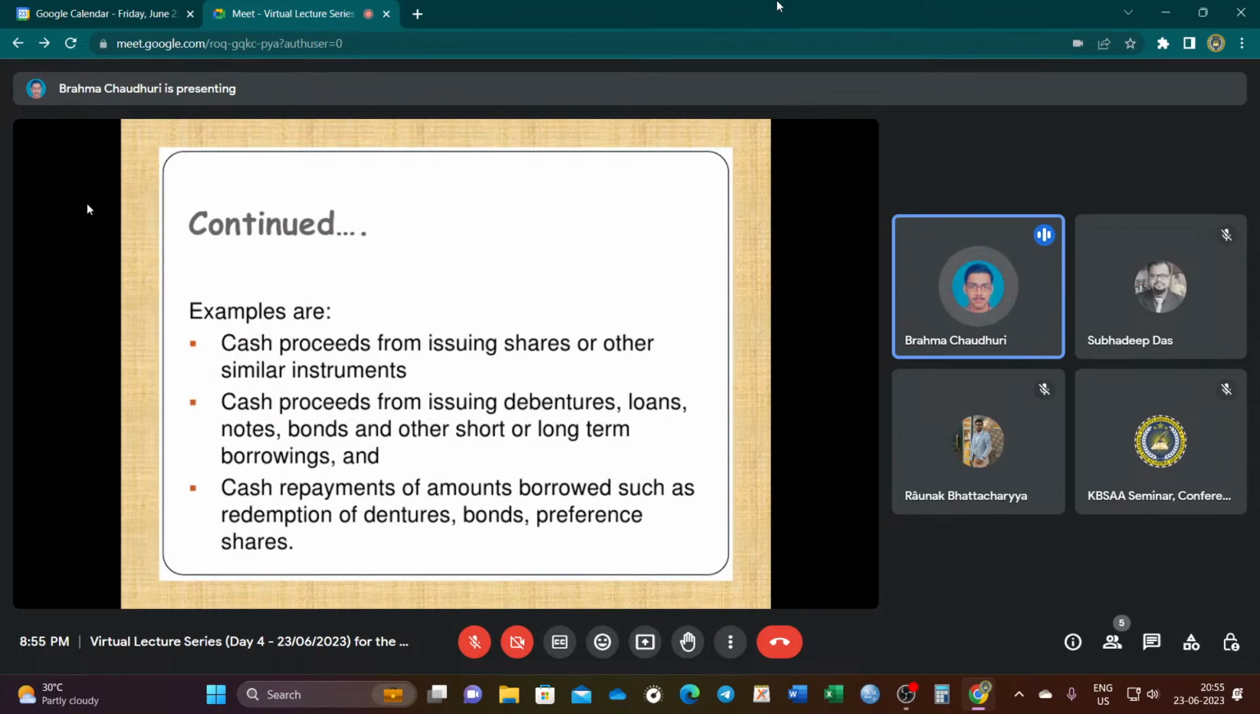Certain examples of financing activities are cash proceeds from issuing shares or other similar instruments, cash proceeds from issuing debentures, loans, notes, bonds, and other short or long-term borrowings, and cash repayments of amounts borrowed, such as redemption of debentures, bonds, preference shares.